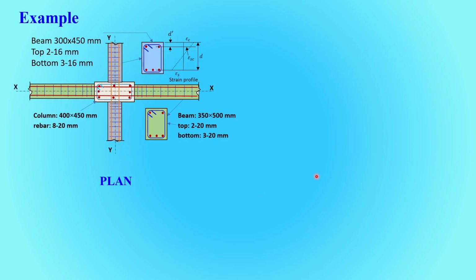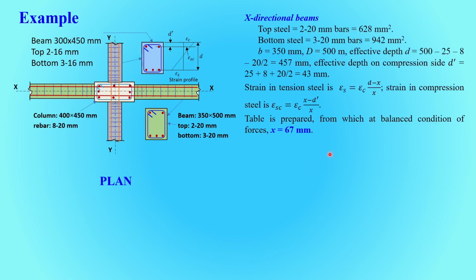So the plan is shown again here, and let us start calculating for the x directional beam. The size is this here, so we can calculate the amount of steel at the top and bottom, the effective depth, and the effective depth for the compression steel.